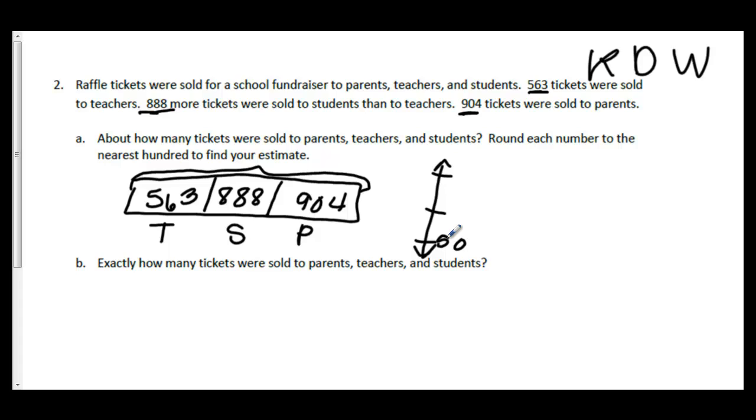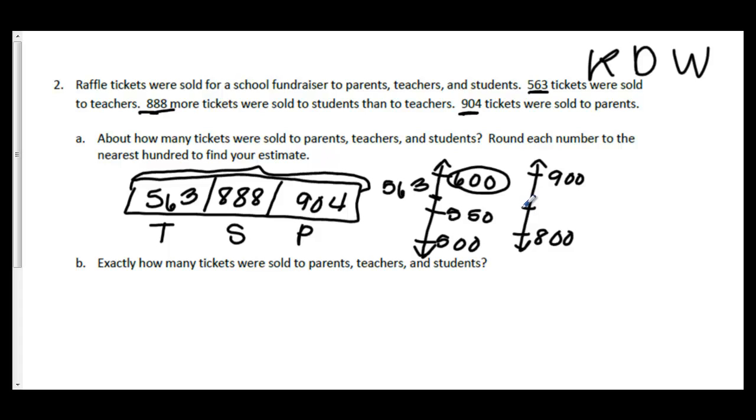So there are 5 hundreds in 563. Another hundred would be 600. My midway point would be 550. 563 is more than 550. So 563 would round to 600. Next, I have 888. So there are 8 hundreds in 888. Another hundred would be 900, and my midway point is 850. So 888 would be up here. I'm going to kind of squeeze it in. Because it's more than halfway, it rounds to 900.